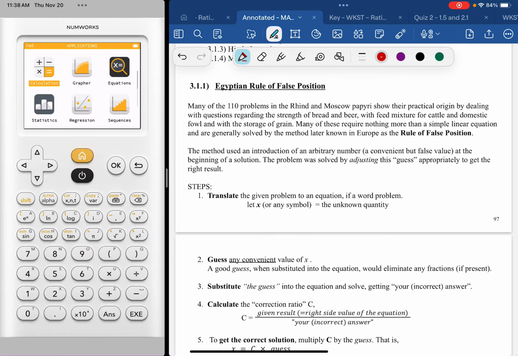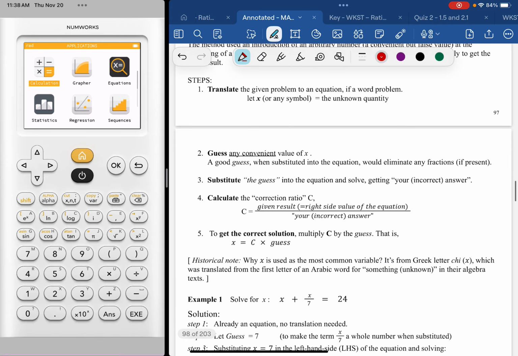So the first step in any kind of word problem, we call them application questions, but they're essentially word problems: translate the given problem into an equation. This is the part that can be a little tricky to understand, but what you do is you guess a convenient value of x. Not necessarily the correct value, the emphasis on the guess. So you're going to choose a convenient value for x, but you don't really have any idea of whether it's the correct answer. You're just going to go with something that works nicely with the equation that you're given.